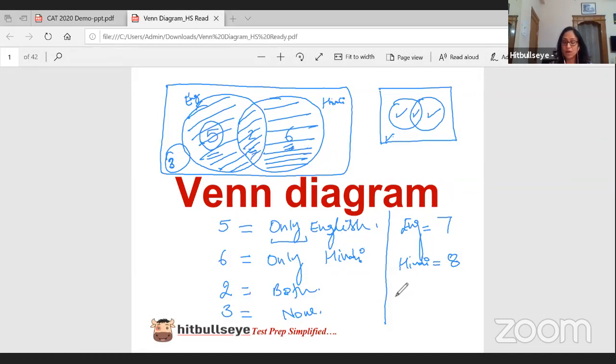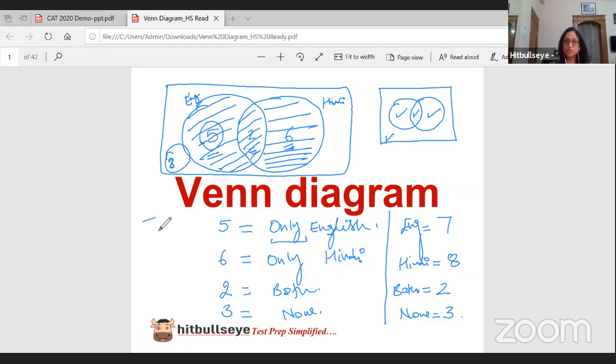Now, if I ask you how many people speak both the languages, that is definitely 2. How many people speak none of the languages? That is 3. Any problem with any of the answers written on the screen here? Any problem till here?